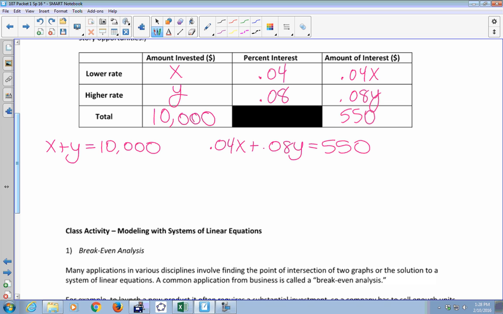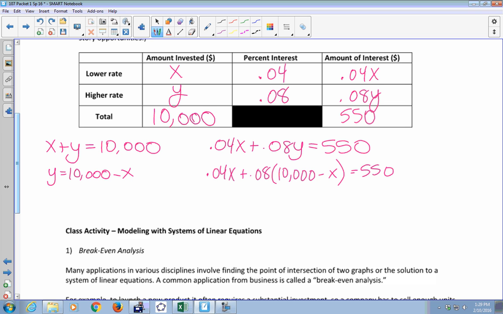I'm just going to solve this first equation for y. So I get 10,000 minus x. Then I go over to my other equation, and whenever I see a y, I'm going to replace it with a 10,000 minus x. And now I have an equation that only has x's in it, so I should be able to solve this. So 8% of 10,000 should be 800.